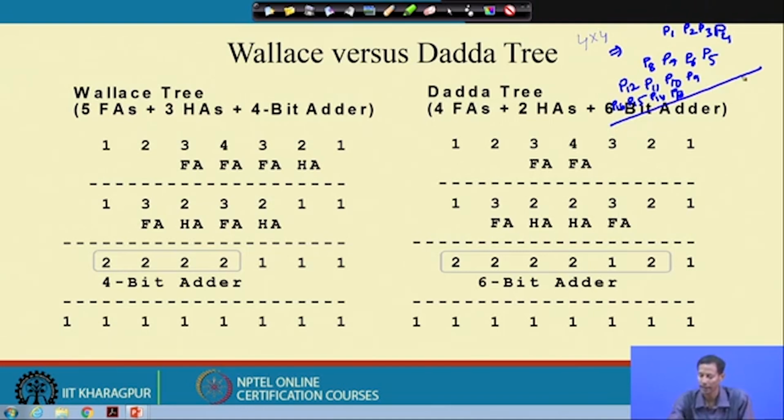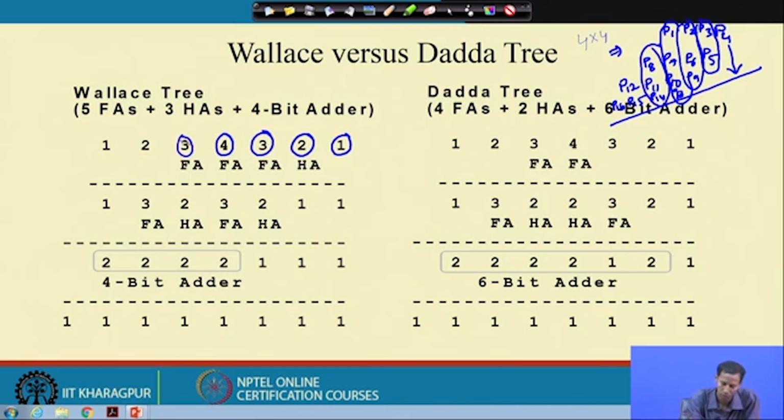So, if I just want to add at this particular position, how many numbers? 1. So, this 1 corresponds to this. Then at this position how many numbers? 2. So, this number corresponds to this. Then at this position, 3. Then at this, 4. Then this is 3, 3 over here, 2, 2 over here and 1, 1 over here. Okay. So, that is why these numbers indicate how many numbers I have to add at this particular position.